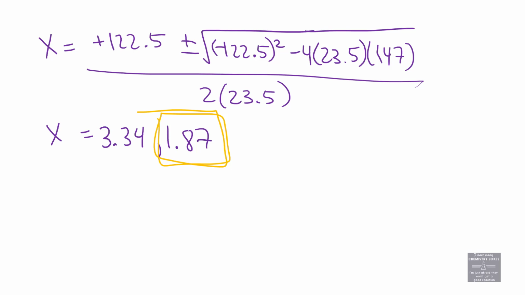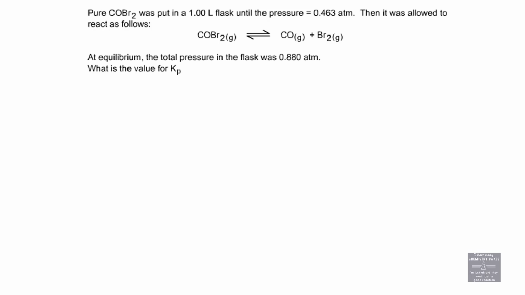So the question was asking for the concentration of NO, and NO is one single x. So the concentration of NO is 1.87 molar. All that to find our concentration is 1.87 molar. We had to do the quadratic equation because we couldn't simply square root both sides like our last example that we did together. That's so fun.